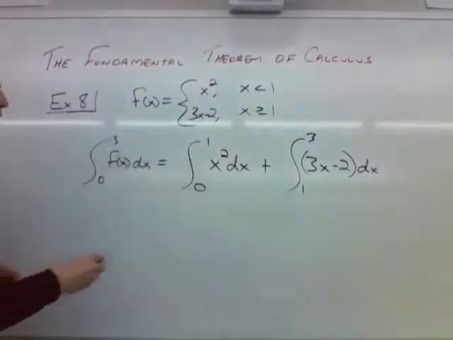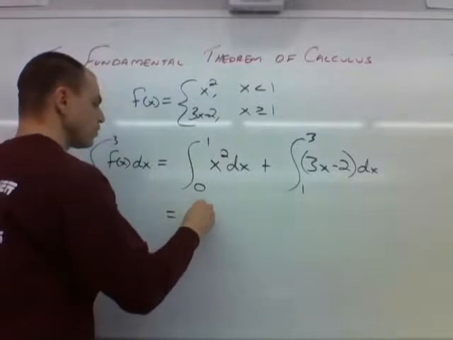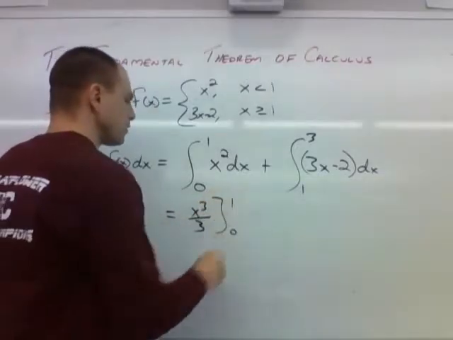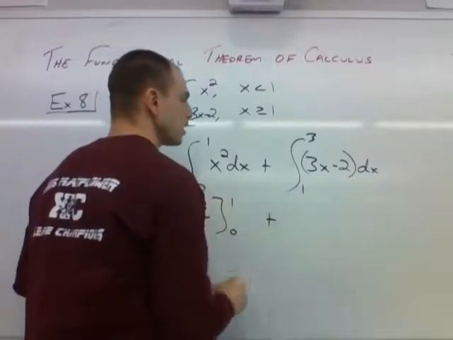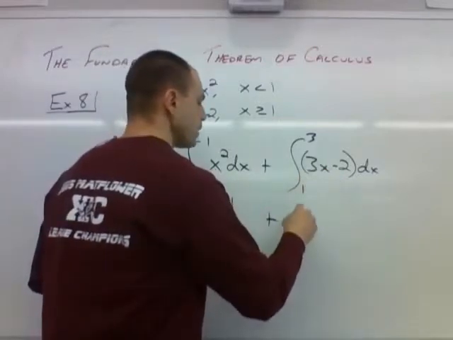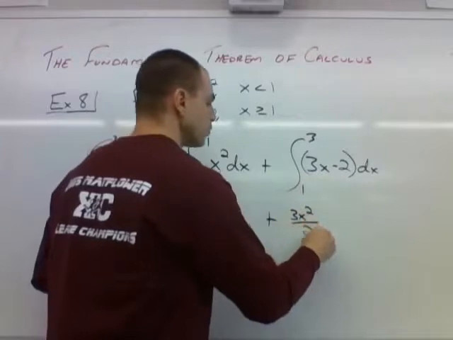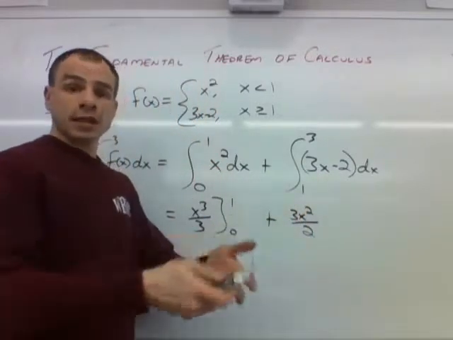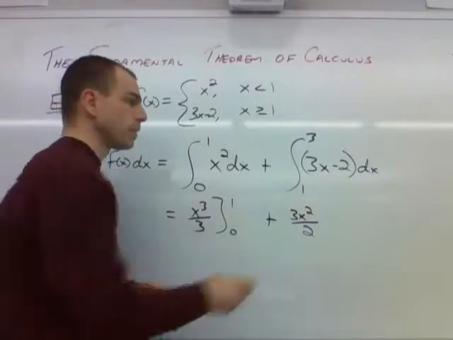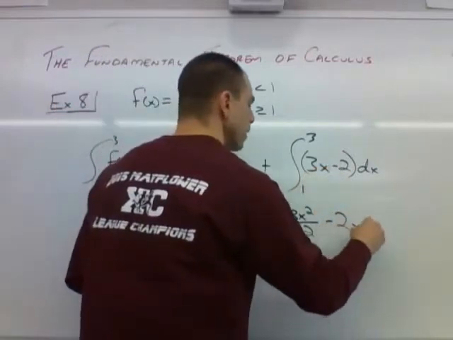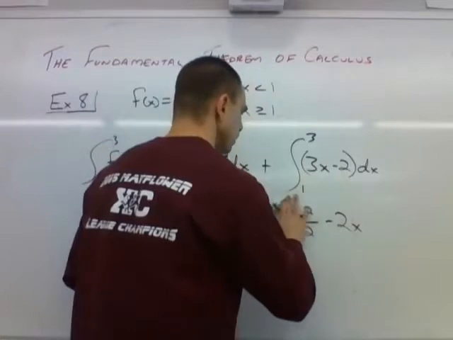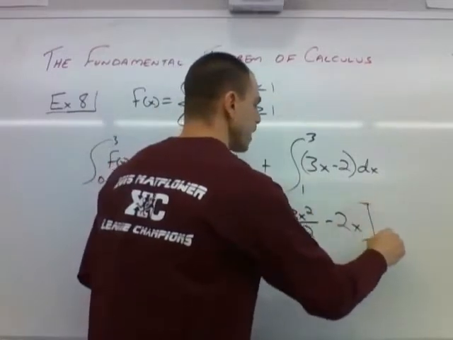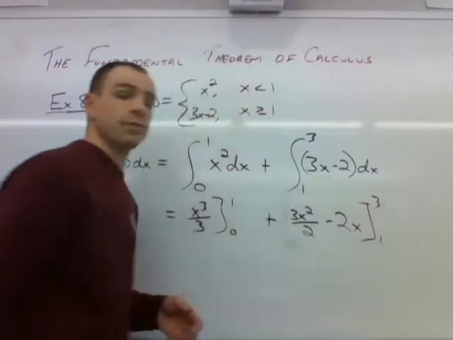With our first integral, we know that x squared becomes x cubed over 3 when we take the antiderivative, and we're going to evaluate that from 0 to 1. With our second integral, 3x will become 3x squared over 2. The 3 is a coefficient, so it stays. x antiderives to x squared over 2. The minus 2 will antiderive to minus 2x. And we are going to evaluate that from 1 to 3.